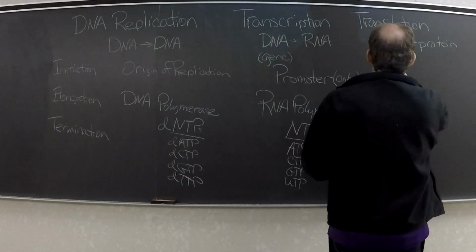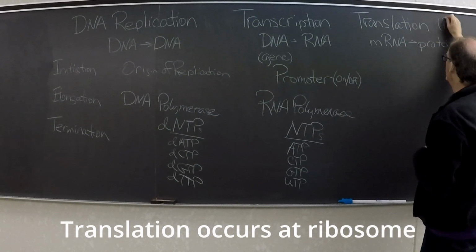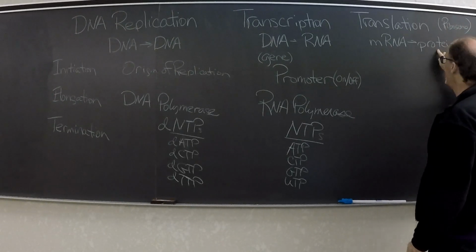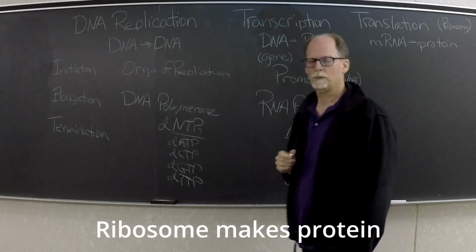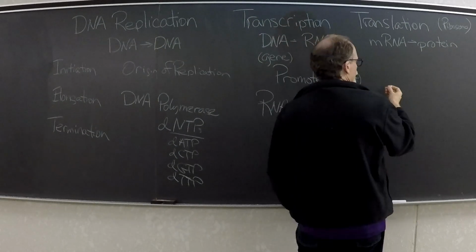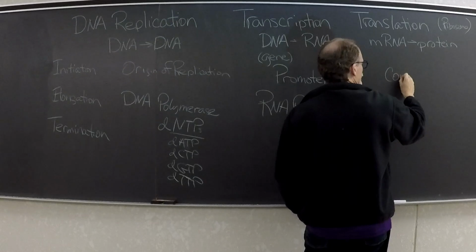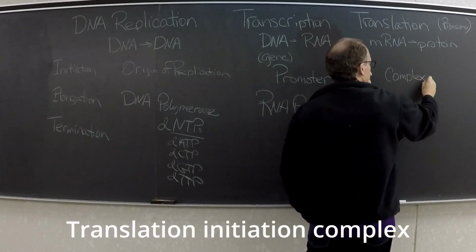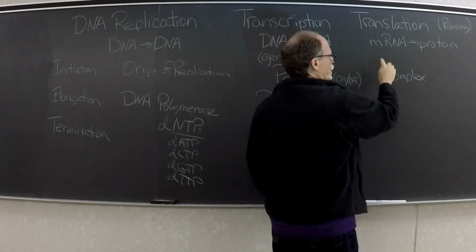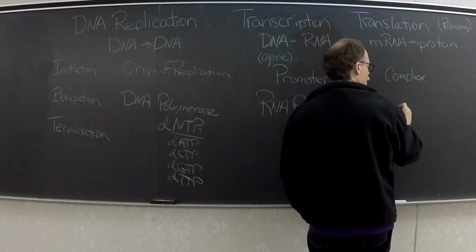Now you take the RNA to the ribosome, right? That's where protein synthesis occurs. Right? The ribosome makes the protein. So you make what's called the translation initiation complex. So it's referred to as a complex. And at the ribosome, we're going to convert the RNA into a protein.